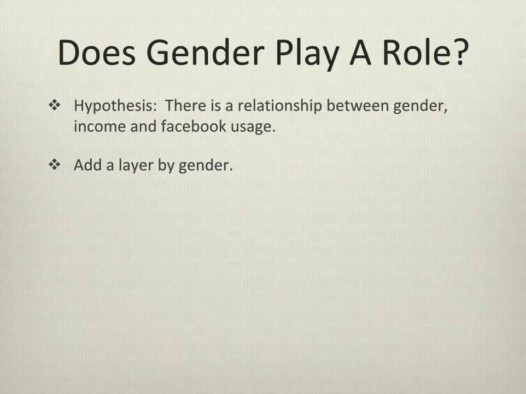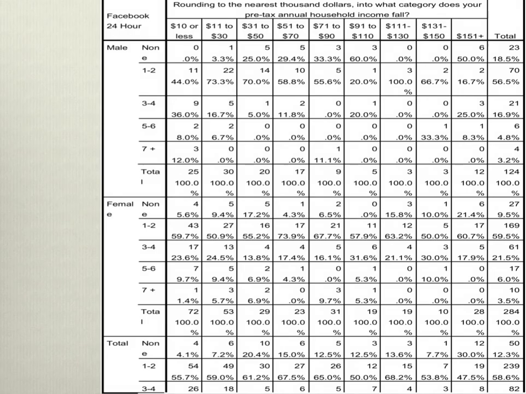Now, when you find a relationship, one thing you can do is what we call elaborate. Take a closer look at that relationship. I have to ask myself, is gender playing a role with income and Facebook usage? I can add a layer by gender, something I'll show you how to do in lab. This giant table breaks income and Facebook usage into two components, one for male and one for female. Unfortunately, we didn't have enough transgender individuals in our sample to include them in this test.